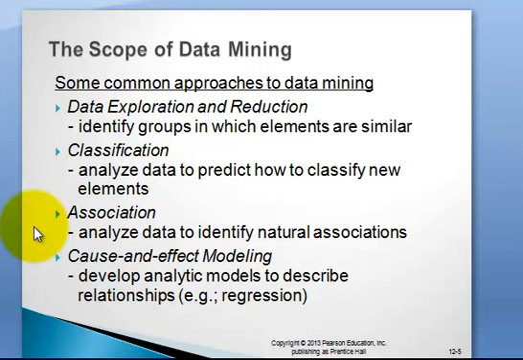Association, that's where you're going to be analyzing, again, if they like this, they might like that. Another very much based on conditional probability. And the last one is cause and effect. That's where we develop analytic models to describe relationships. And normally there's some sort of regression model where we can say, based on all of this, here's what's happening. So we're going to do an example there where we're talking about how we might be able to predict customer satisfaction and what are the different factors that impact customer satisfaction.